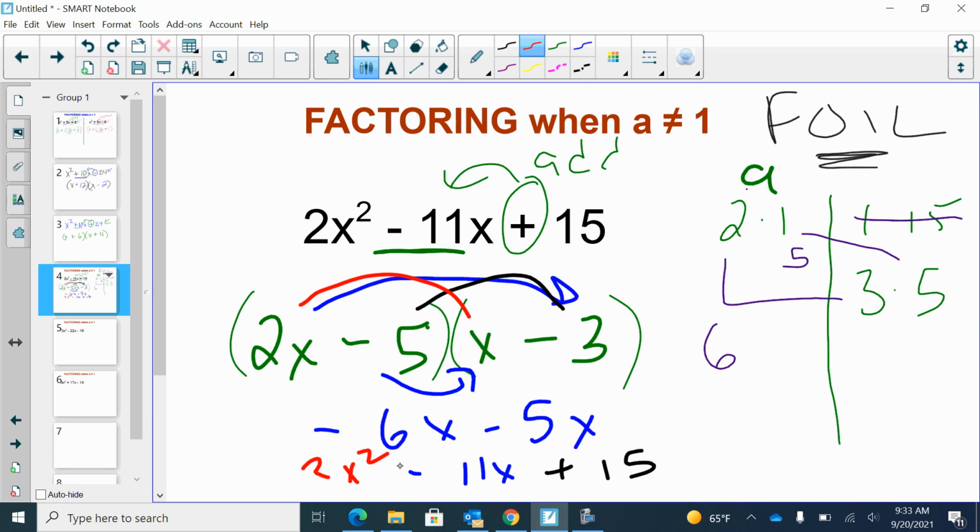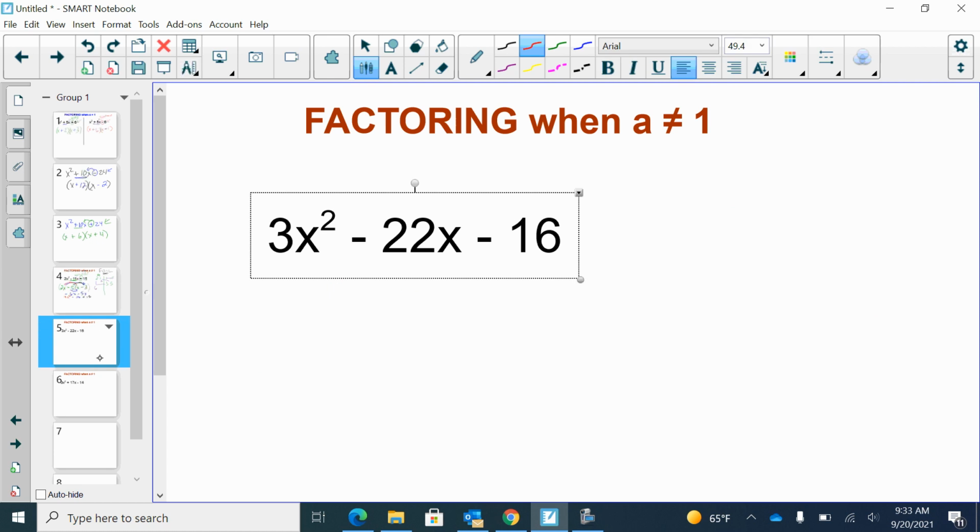Okay. The key is we're trying to find the pair that match. It can seem, in the beginning, a little tedious. Like, oh, I got to write this over here. But after you do it and you practice it, you're going to just start seeing it in your head. You're not going to have to write it on the side. Let's try another one together.